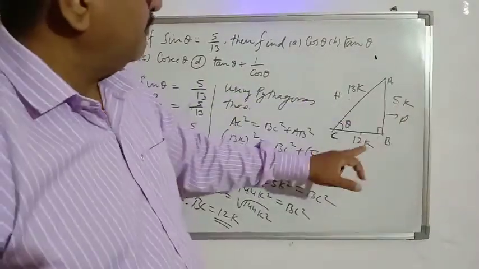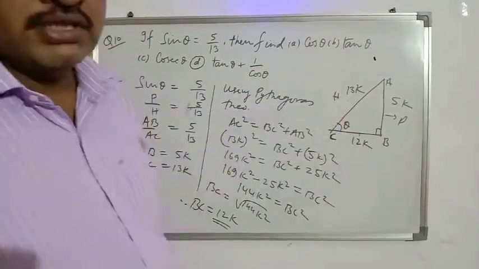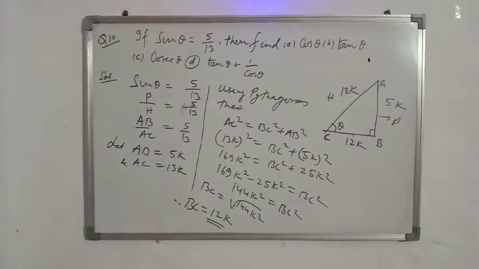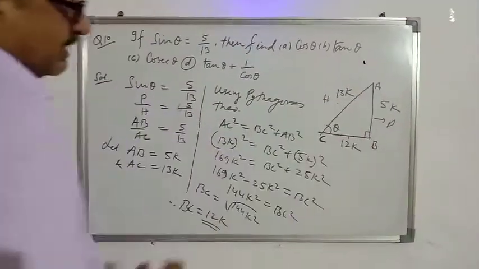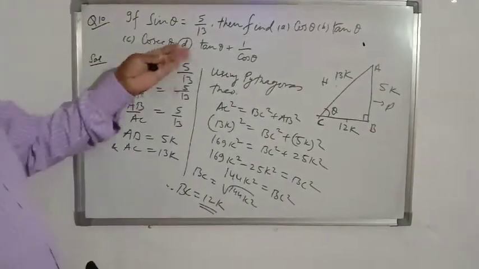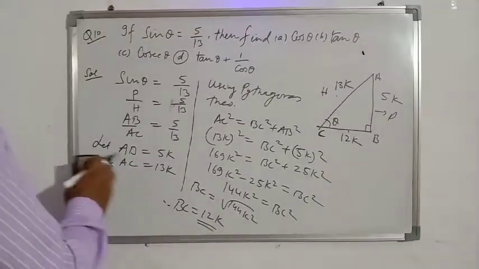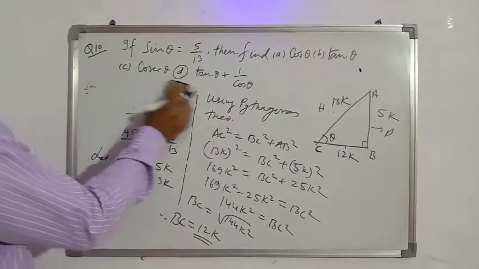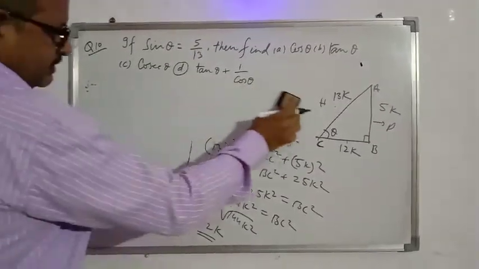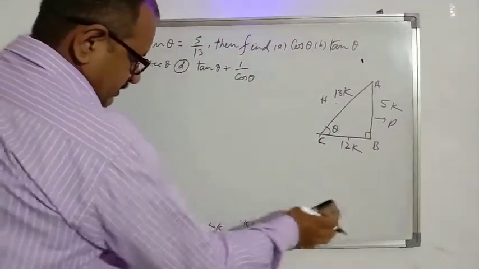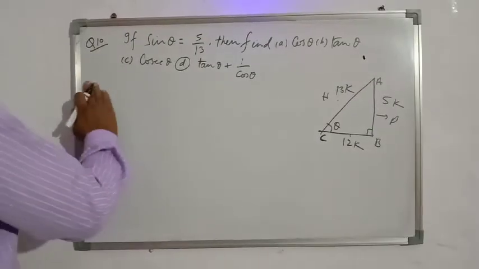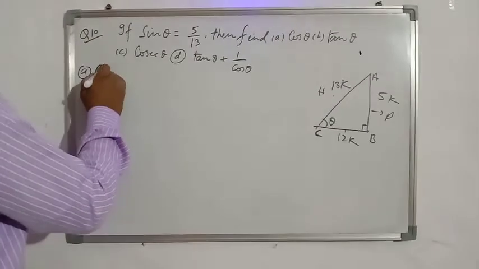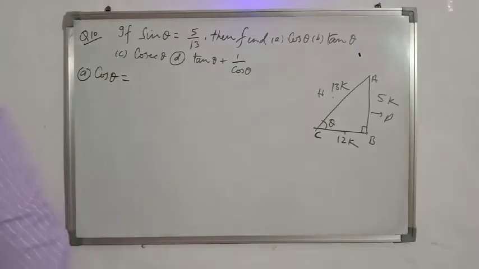Perpendicular 5K, base 12K, hypotenuse 13K. Now all three sides of the right angle triangle are known. We can write any trigonometrical ratios. So write the first ratio, that is cos theta.